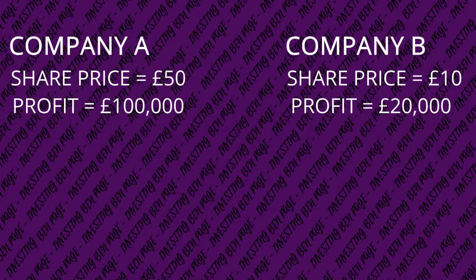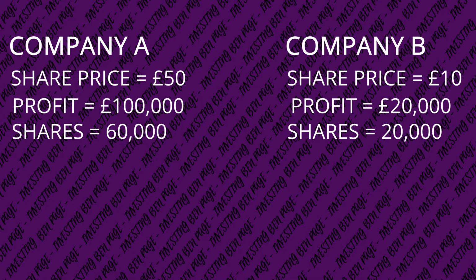For example, we would say that company A has 60,000 shares outstanding and company B has 20,000 shares outstanding. If we work out the EPS of the companies by dividing their earnings by their outstanding shares, this brings out company A with an EPS of £1.66, with company B showing an EPS of just £1. Now that we have the EPS, we can actually work out the PE ratio for each company.